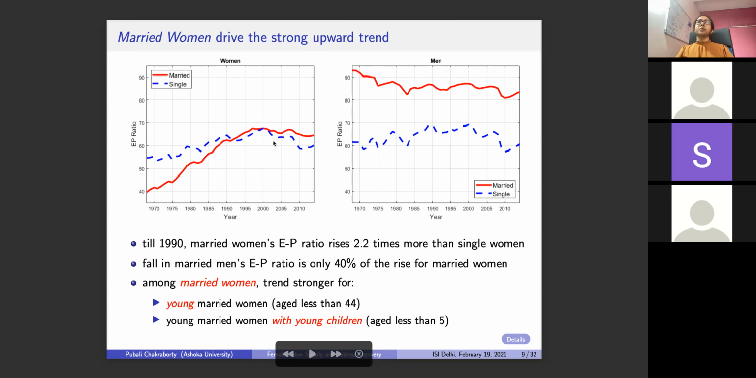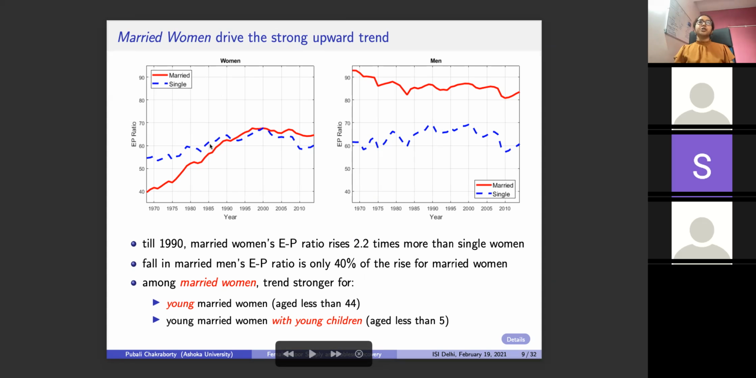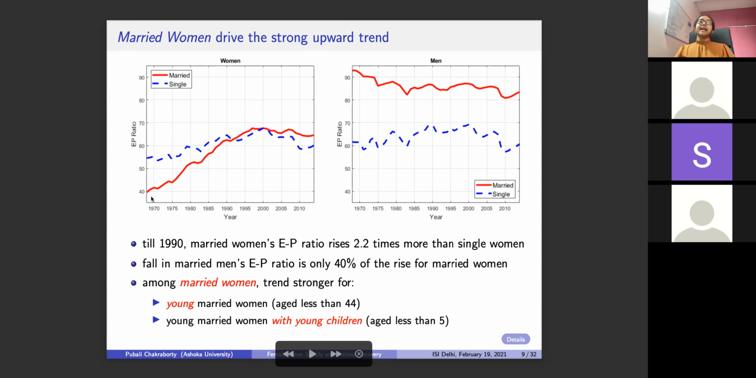Here I've shown you on the left panel the evolution of employment to population ratio for women, married and single, and similarly for men. What I find is that the change was primarily driven by married women, not so much change in terms of single women. I mean, the employment to population ratio increased over time, but it was predominantly driven by the change for married women. And when I subdivide this group on the basis of age and the number of young children, I find that this is stronger for young married women and young married women with young children at home.